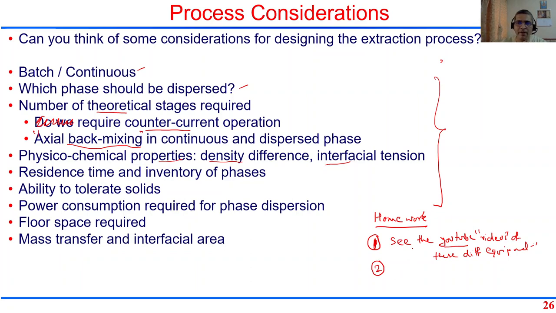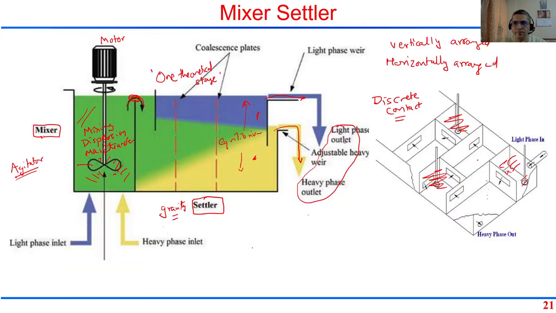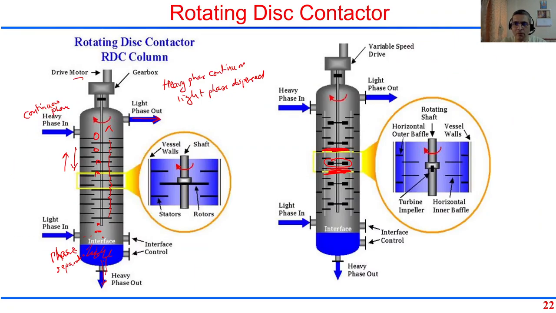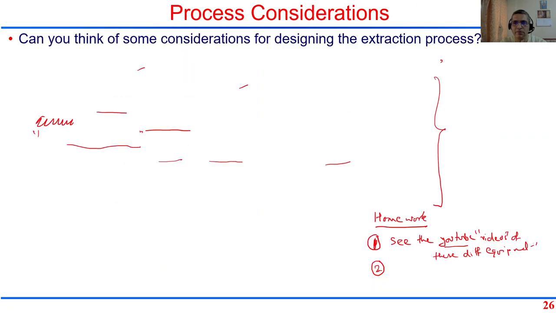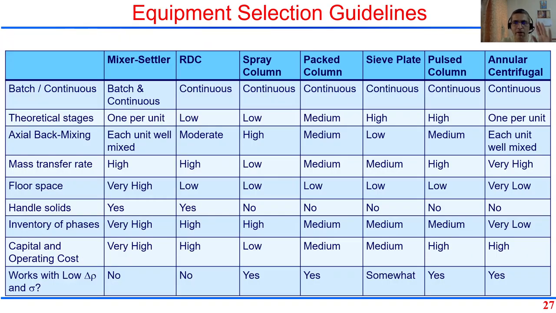Second homework is, once you do this, think about the criteria either on this slide or criteria here, and see which equipment is good for what criteria. Then come out with some kind of a selection criteria. I'm just going to show you some table. Don't trust that table. Understand this table for yourself.